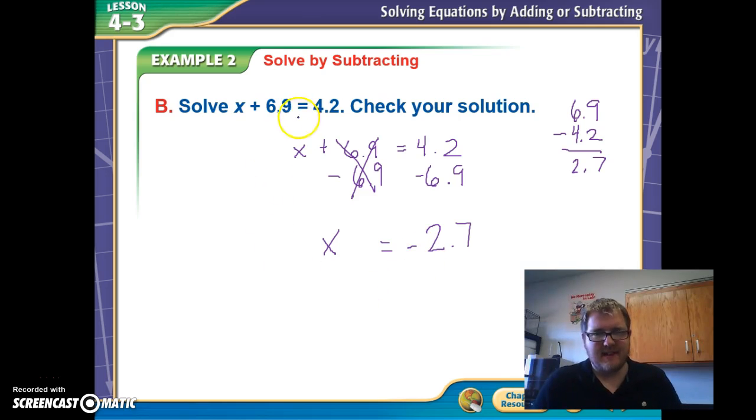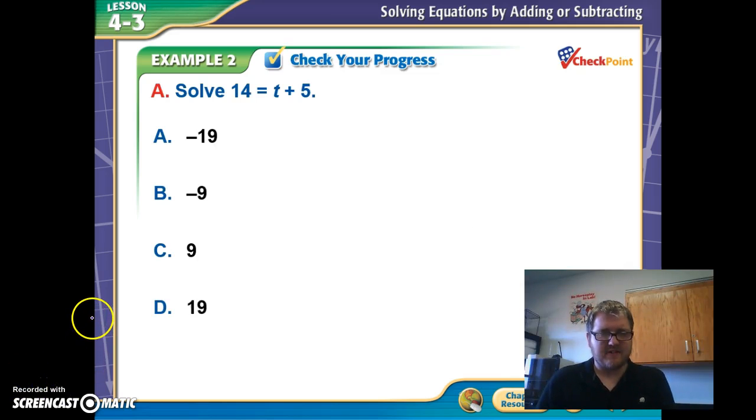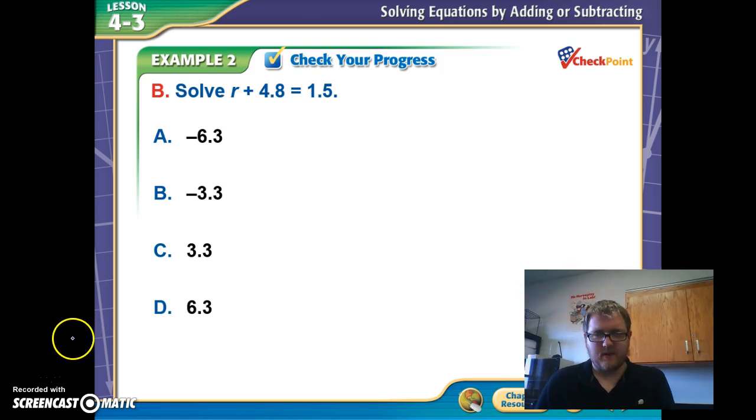Wouldn't it make sense that if I'm adding a number to 6.9 to get 4.2, it would have to be a negative number? So if I have negative 2.7 plus positive 6.9, I get positive 4.2. Alright, so go ahead and pause your video. Make sure you answer this question before you move on. And then while you're at it, pause for this one as well and answer it.